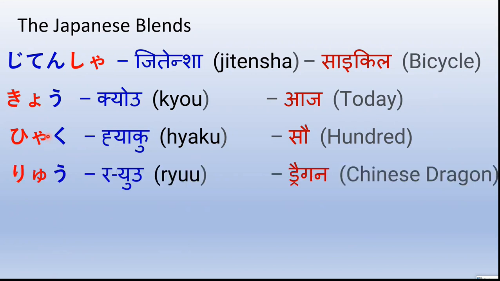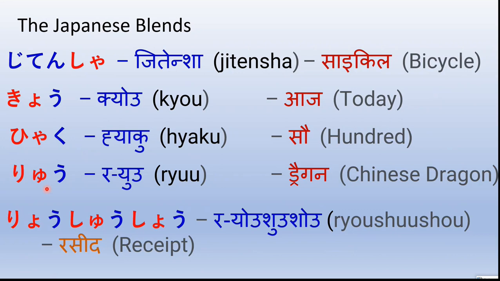Ryu. Ryu means the Chinese dragon. It's written like this, Ryu and an additional u. There is stress on the Ryu. And this is an important one, which is very popularly used in Japan. Ryoshusho is the Japanese word for receipt. Like when you pay something at a shop, the receipt that they provide you is called Ryoshusho.